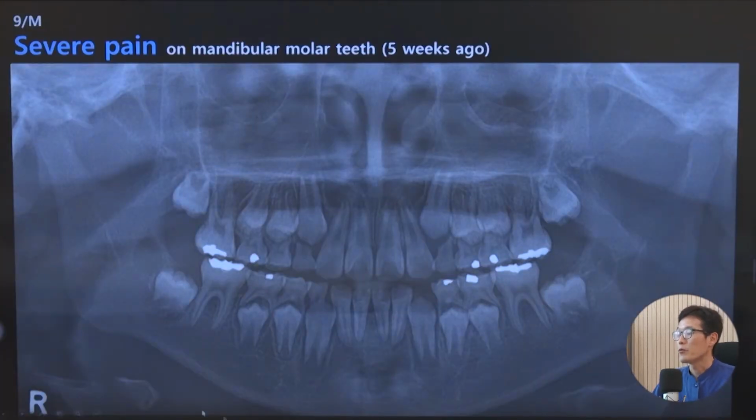This is the panoramic radiograph of the patient. What do you see on this panoramic radiograph? We can see disruption of lamina dura of first molars, and most importantly, we can see the destruction of follicular cortex, bony crypts of third molar tooth germ.